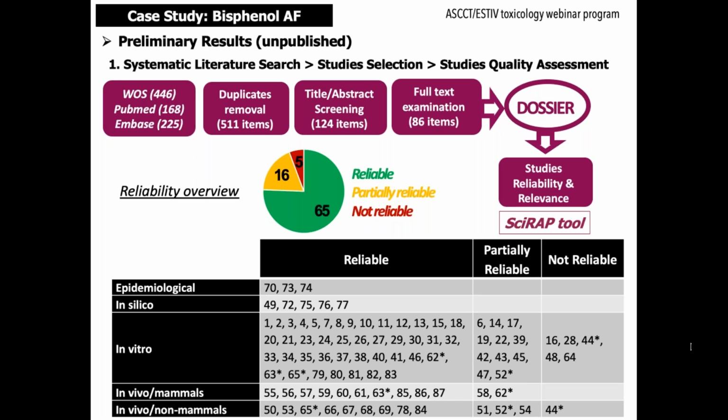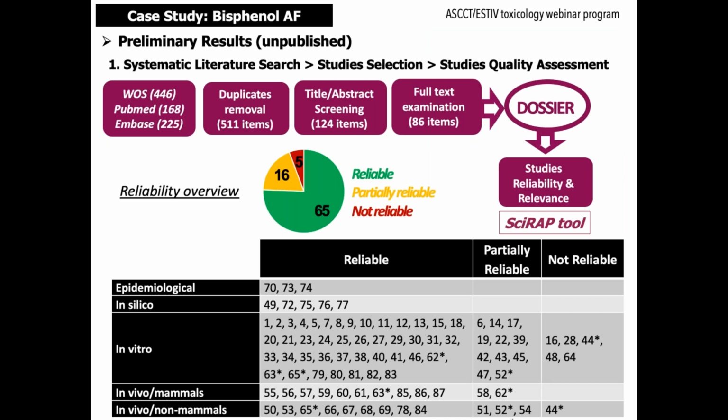And then relevance and reliability of the data was evaluated in those 86 studies using the SciRAP tool, as I mentioned before. And as it is shown in the slide, the great majority were reliable or partially reliable. And then in the table below, you can see the reliability results by the ID number of the study, divided by the different types of studies.